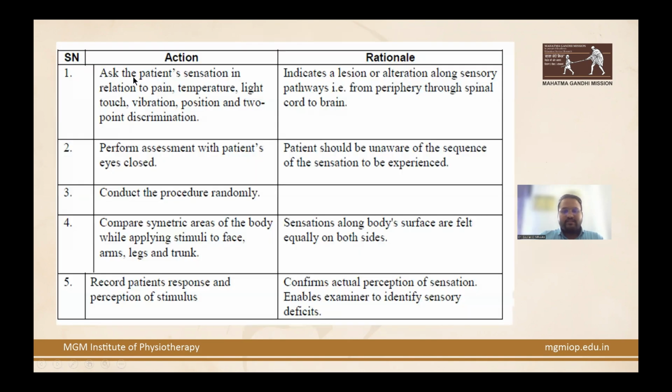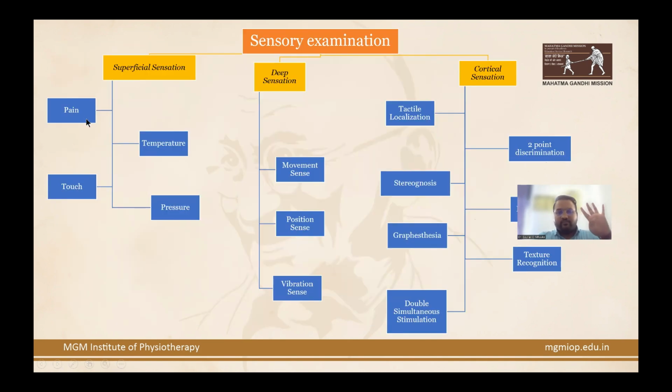Superficial sensation has four things: pain, temperature, touch, and pressure. Deep sensation has three: movement sense, position sense, and vibration sense. So this is deep sensation.